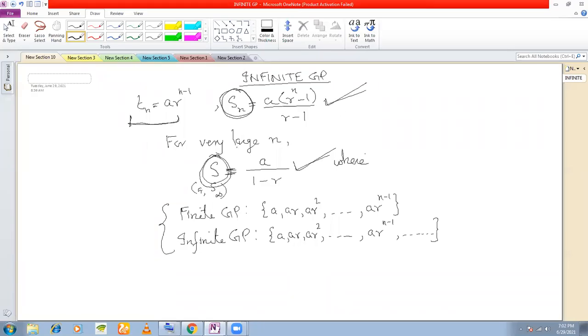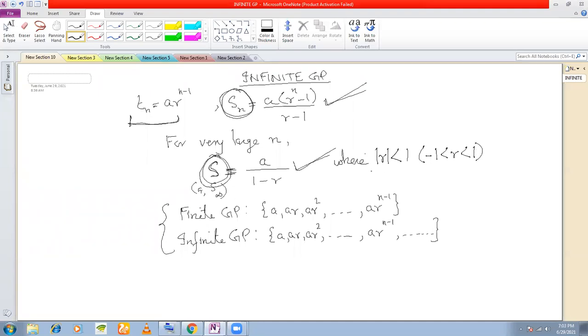The sum of an infinite GP is S equals A by 1 minus R, where mod R has to be less than 1. Only then you can sum up the GP. Now, what does mod R less than 1 mean? It means that R must always lie between -1 and +1.